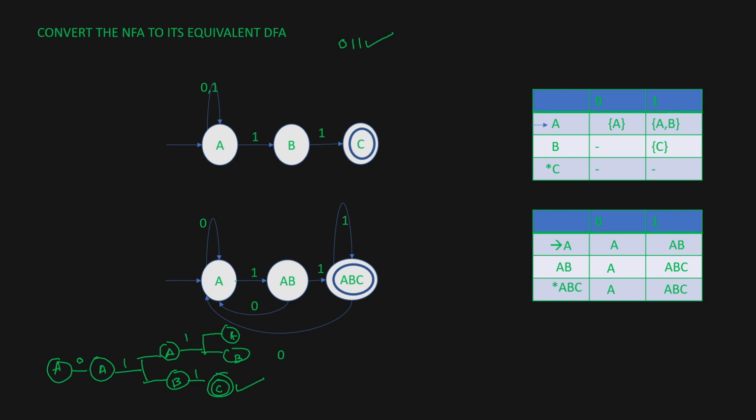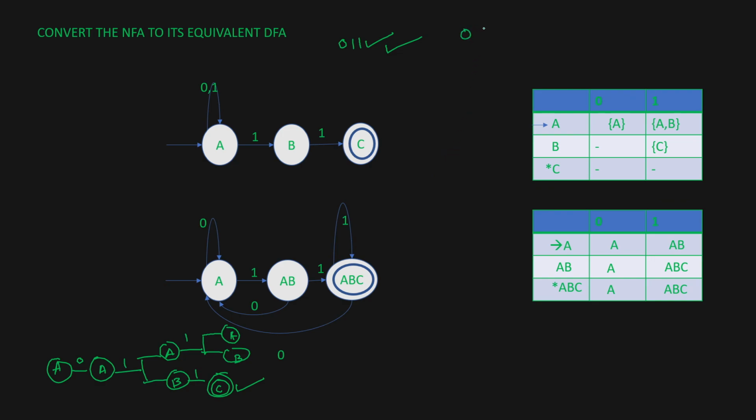What about the equivalent DFA? Let's say you're in state A. You get input 0, you are in state A itself. You get input 1, you go to state AB. Over here, you get input 1 again, you go to state ABC. Is it a final state? Yes. So this string is accepted even by the equivalent DFA.